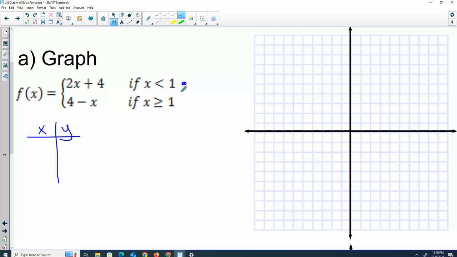Okay, here's where people make a mistake though. They see, we use this first piece when x is less than 1. Can you give me the first number smaller than 1? 0. What about 0.9? Is that smaller than 1? What about 0.999? Is that smaller than 1? Can you give me the absolute closest we can get to 1?